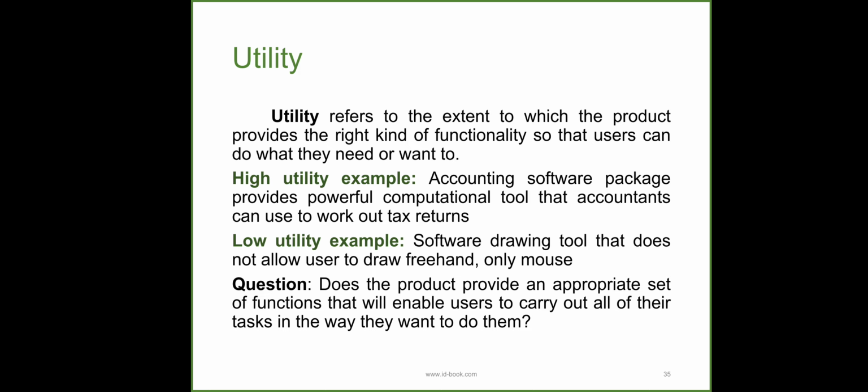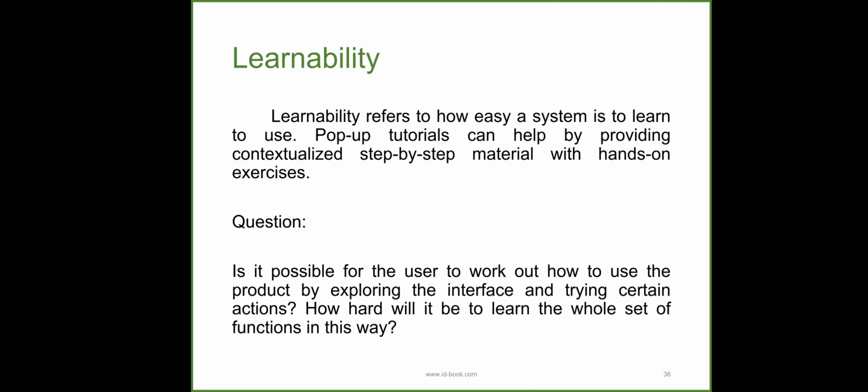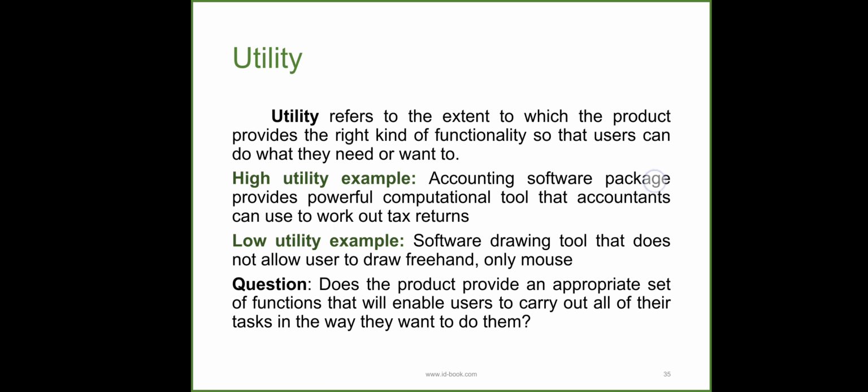But here it is low utility if it cannot be used freehand. So those are examples of low utility. Again, when you say utility, this refers to the function that the users can have or the software product could provide so that the users can do what they need or want to do. Okay? So, learnability. Before that, the question is: does the product provide an appropriate set of functions that will enable users to carry out all of their tasks in the way they want to do them?